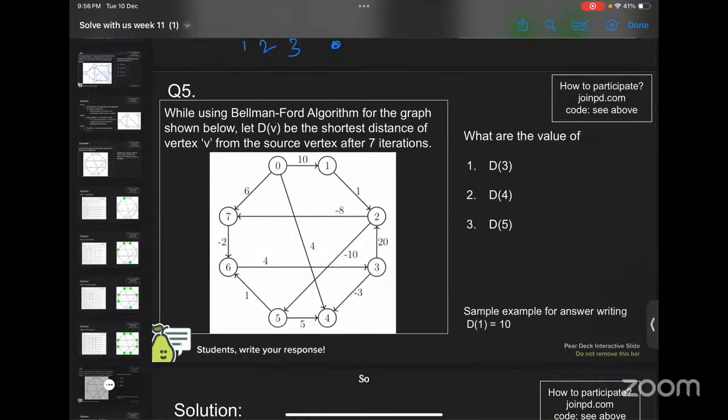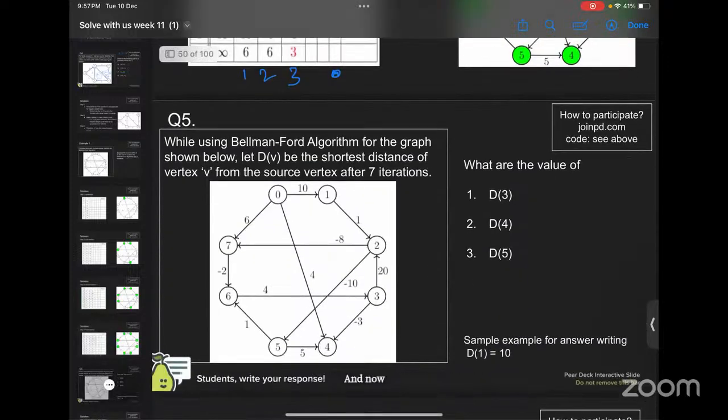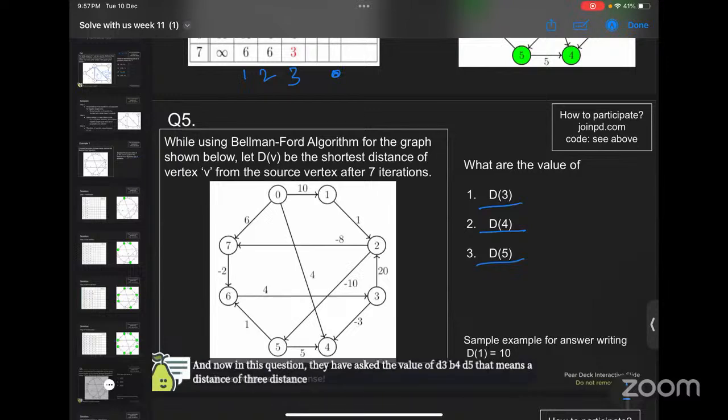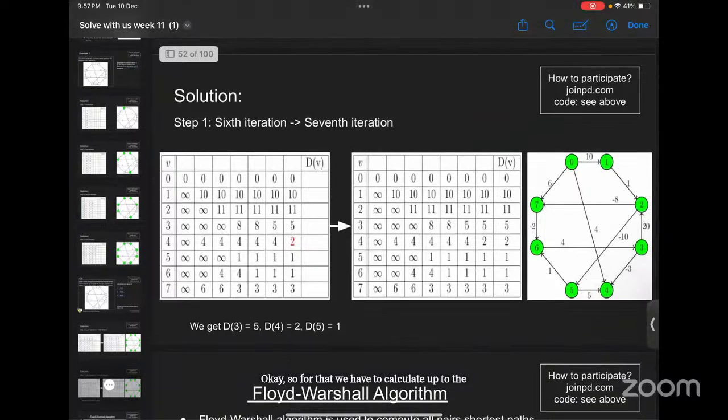So again, we have the same graph. Here they calculated up to the 3rd step. And now in this question, they have asked the value of D3, D4, D5. That means the distance of 3, 4 and 5. So for that, we have to calculate up to the 7th step. So you can check. This is the 7th step, right?